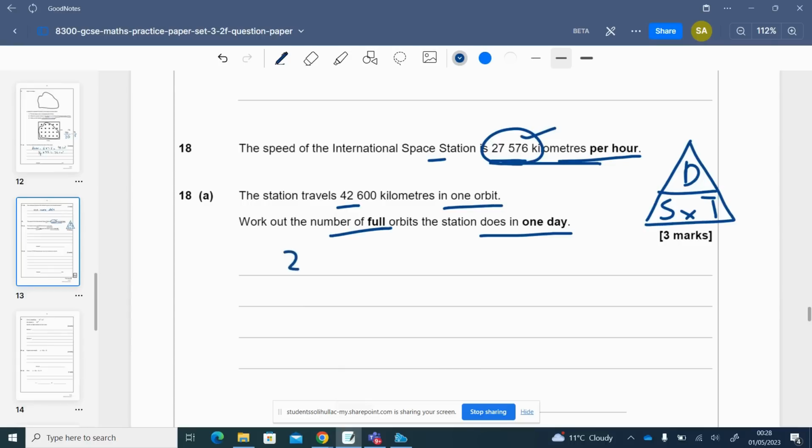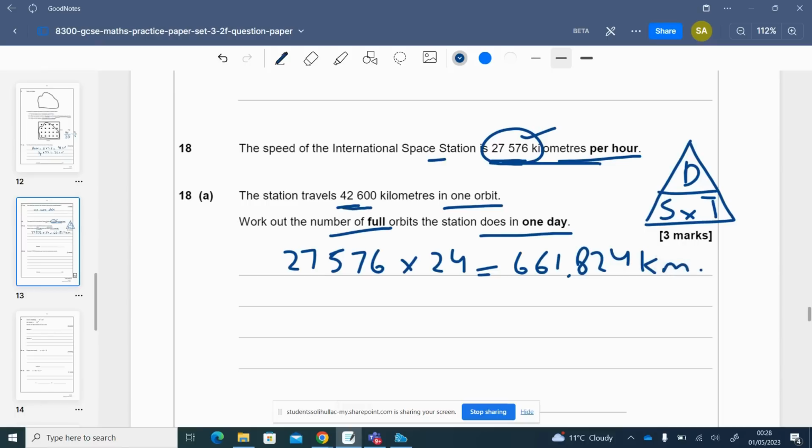If you multiply 27,576 by 24, okay, that gives you the total distance which the space station will travel, which is 661,824 kilometers in one day.